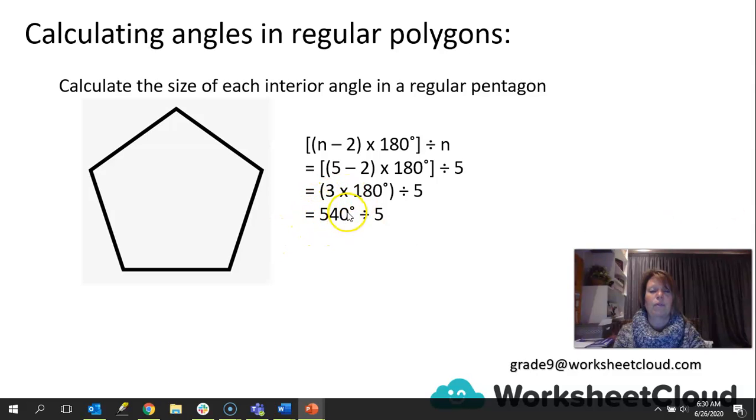Now remember, the 540 is the sum of all the interior angles, and then we're going to divide that by 5, and that's going to give me 108 degrees. So each angle in a pentagon is 108 degrees. Once again, we don't have to commit that to memory, because if we know our formula to work it out, then it will be easy.